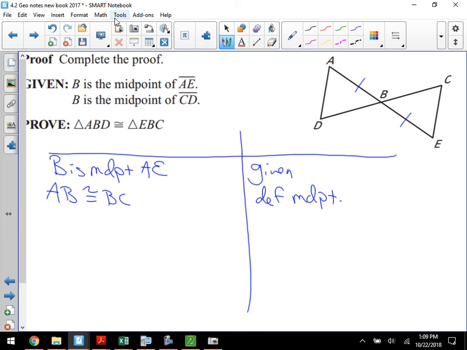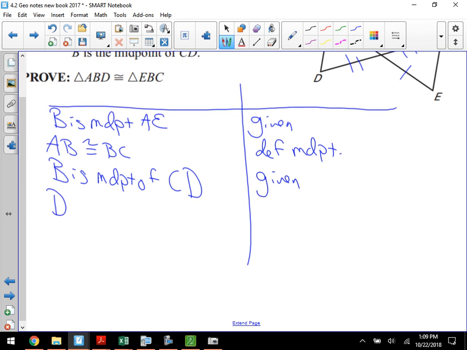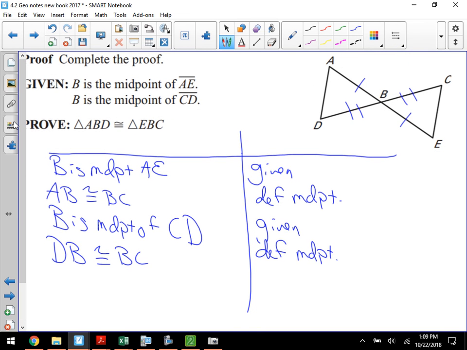Go to the next given. Same deal. You've got a midpoint. B is a midpoint of CD. Go back to the diagram, mark it. If that's the midpoint, I mark them. Definition of a midpoint. From here, you've gotten 4 things written out, 8 total.